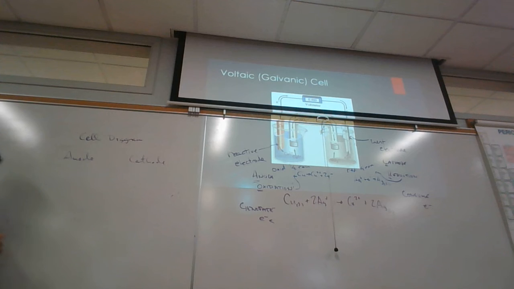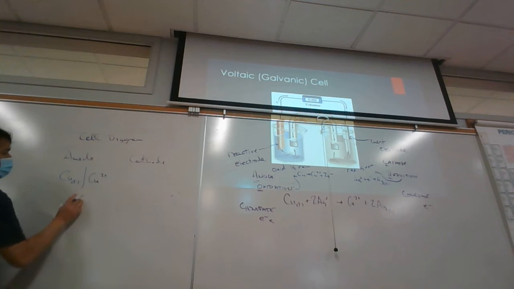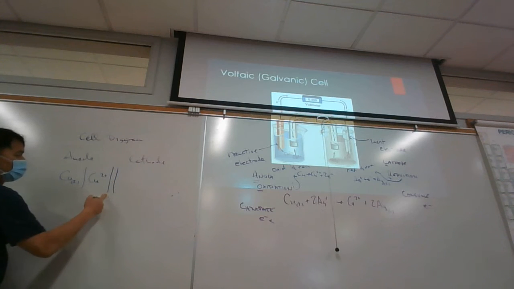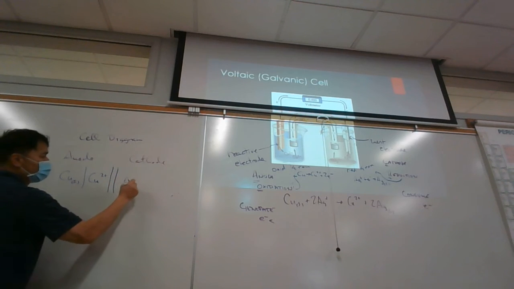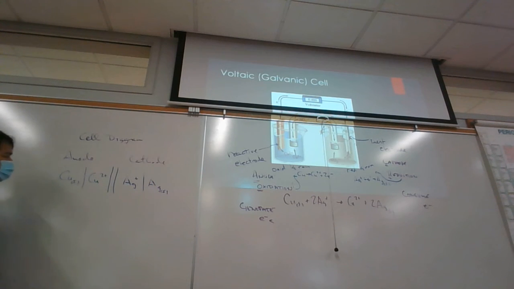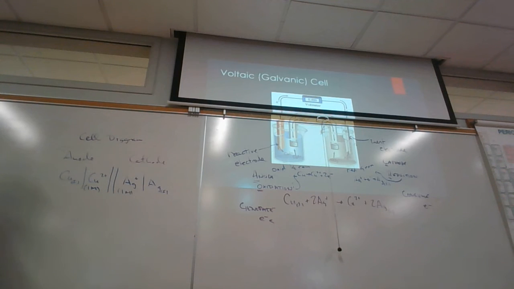At the anode, what's happening? Well, at the anode, we have copper metal going to copper 2 plus, aqueous. And then we have a double bar. And then on the right, we have silver ions going to silver metal. Here. If this is under standard conditions, then this would be at 1 molar, and this would be 1 molar. If it's under non-standard conditions, then you could have whatever concentrations you want here.